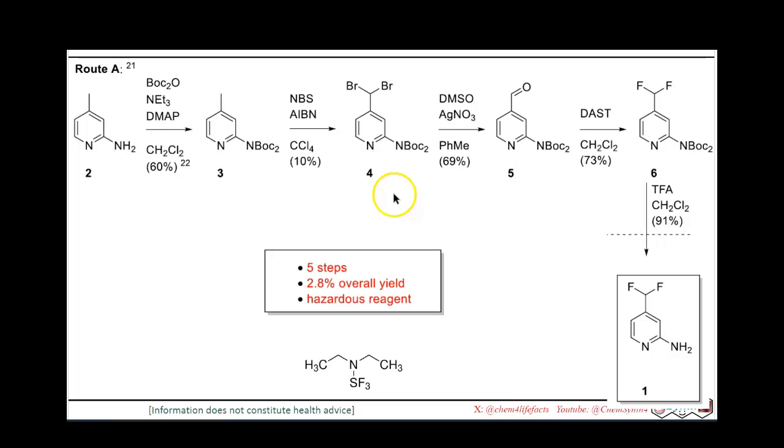You can see almost all the step yields are good, but because of this second step yield, which is 10%, the overall yield drops. So kilogram scale generation of this material using this method is not that feasible.